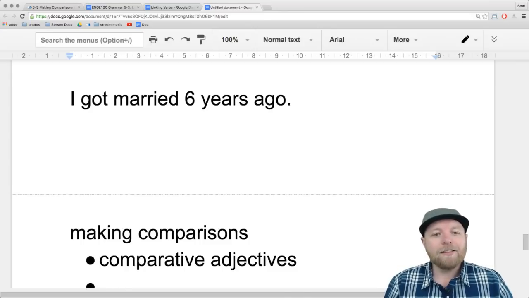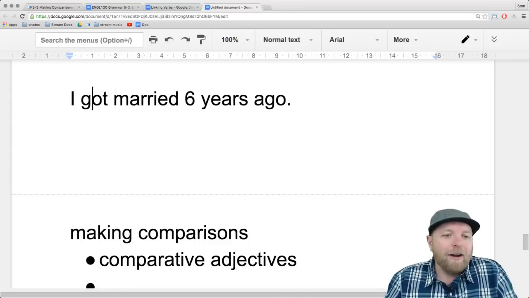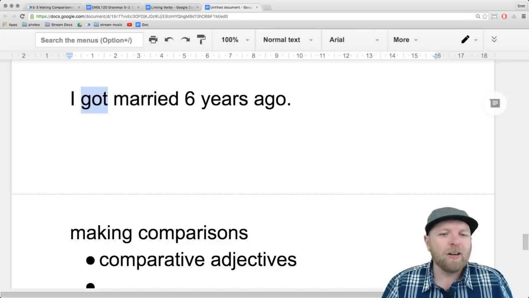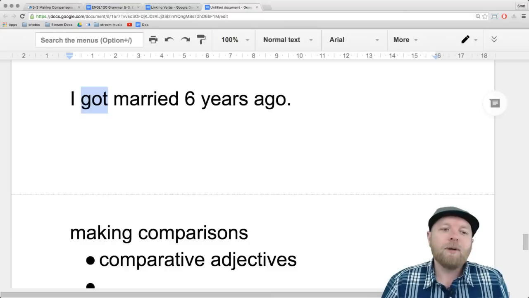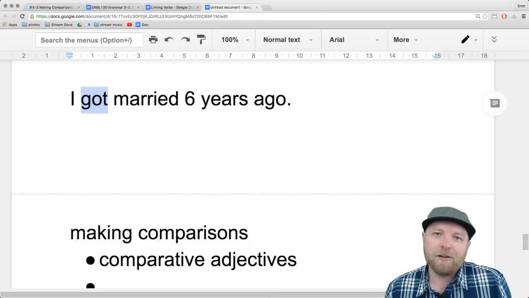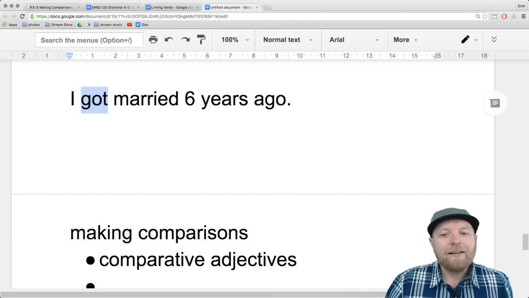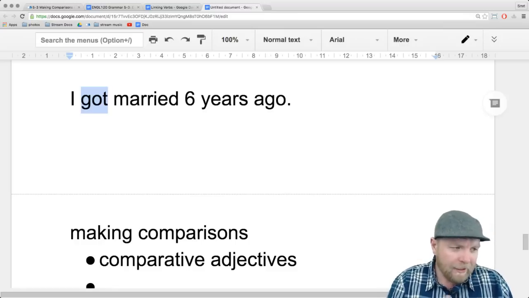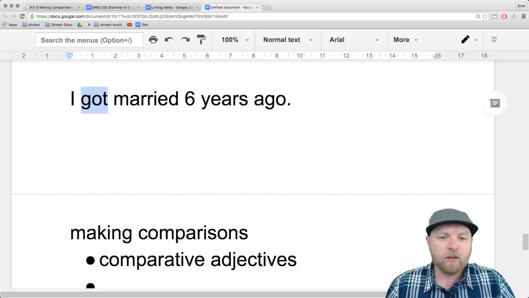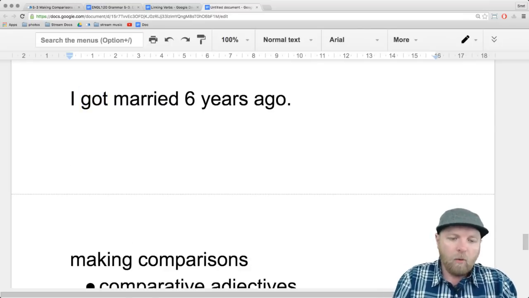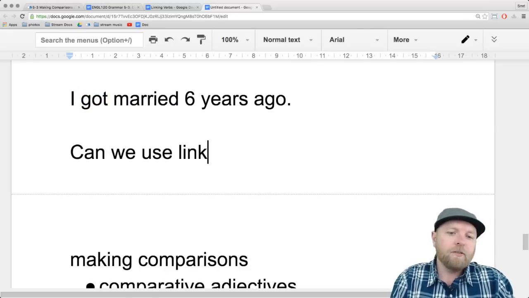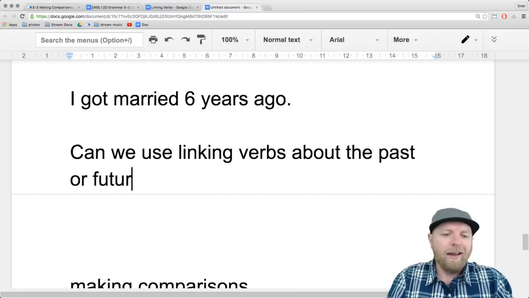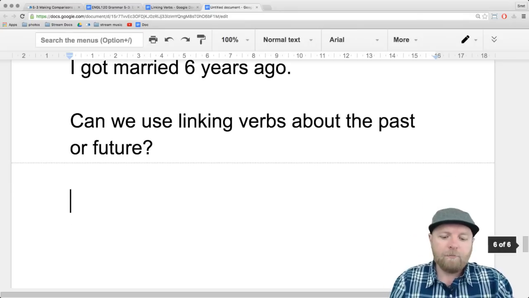Okay, so why is this possible, right? We have an adjective after a verb. Why is this possible? Because this is a linking verb. Now we have another question here from Paul. Linking verbs, past, future. Good question, Paul. Paul wants to know, can we use linking verbs about the past or future? Yeah, absolutely. Let's look at some examples.